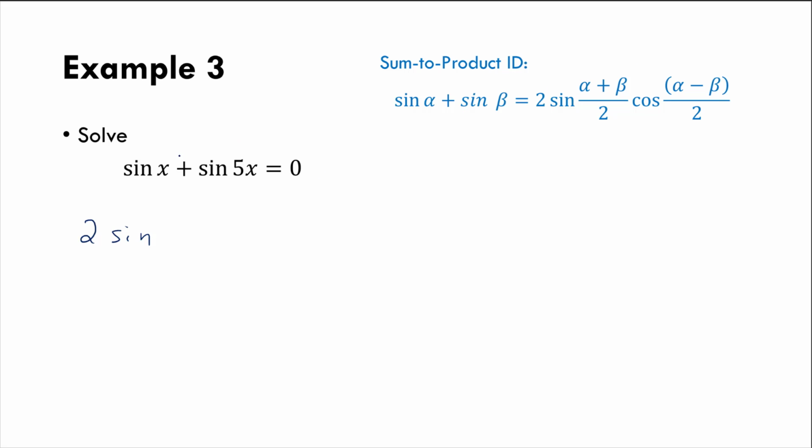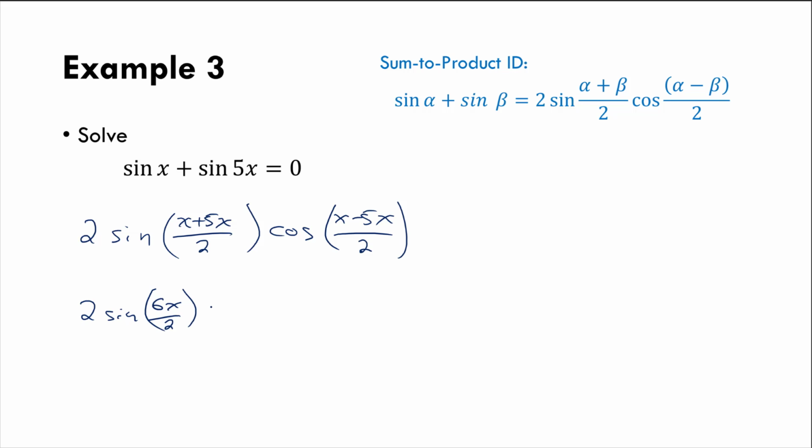My alpha plus beta, so my alpha is x and my beta is this 5x, right? So I've got x plus 5x all over 2 times cosine of alpha minus beta, so it'll be x minus 5x all over 2. So I've got 2 sine of 6x over 2 times cosine of negative 4x over 2. That's going to be equal to 2 sine of 3x cosine of negative 2x.